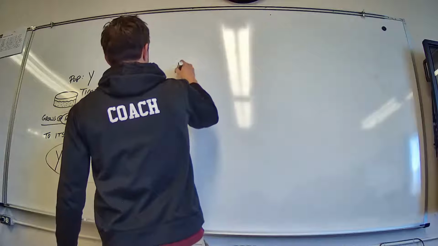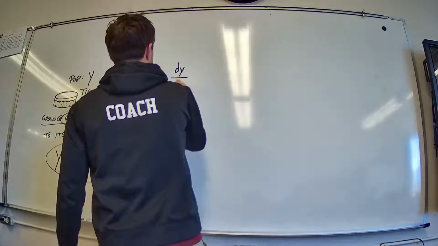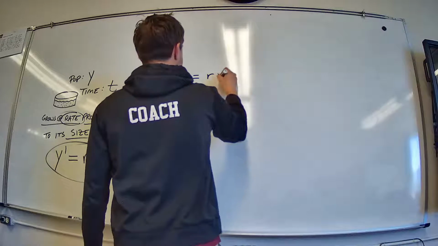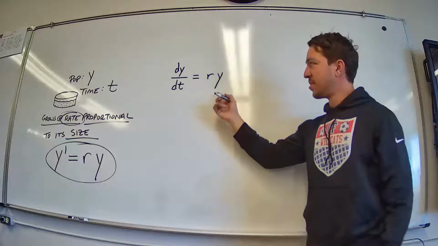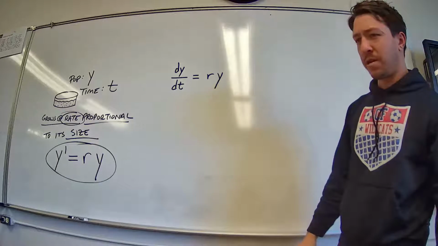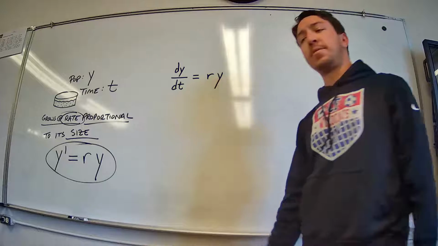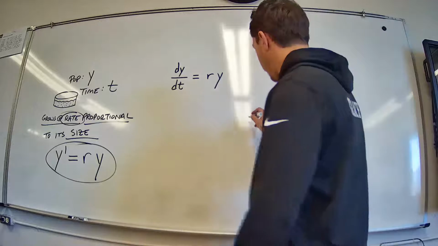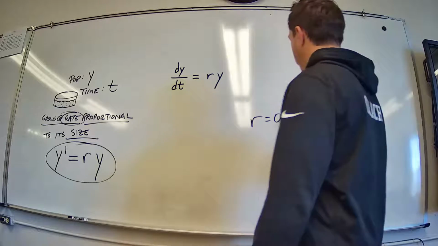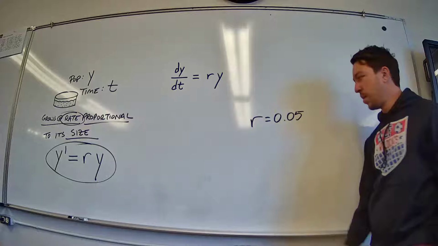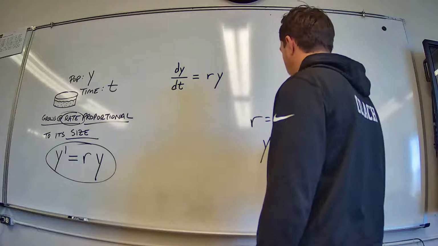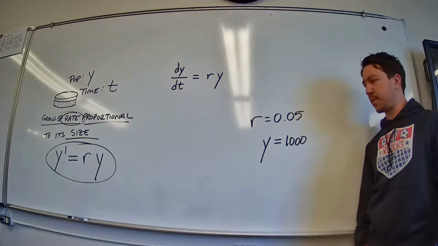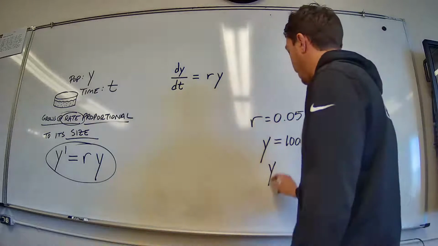Again, no spoilers. You guys know what the solution is, right? Don't say it. So I'm going to solve this. Is R constant? Yeah, R would be a constant. Let me give you a really concrete example here. Suppose R was 0.05. And let's say currently the population was 1,000 bacteria. Well, what would the growth rate be at this moment? What would Y prime be at this moment in time?